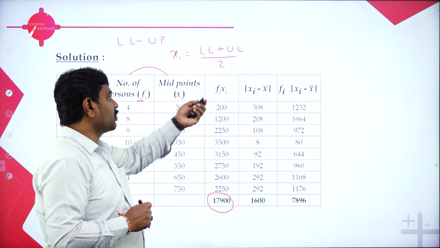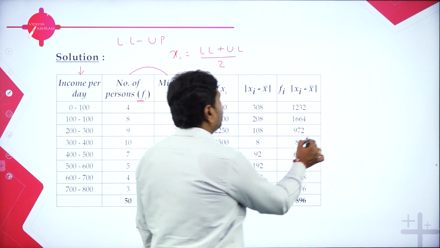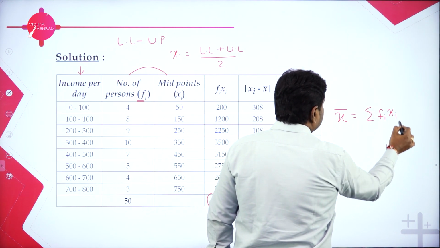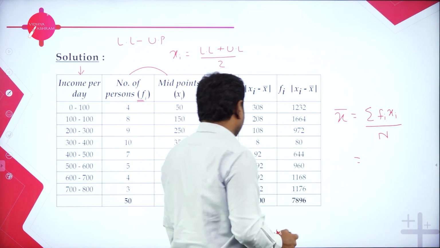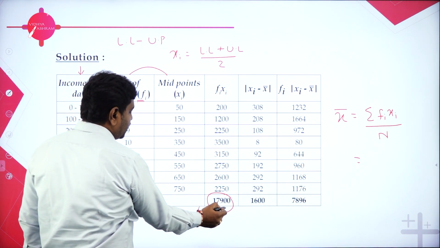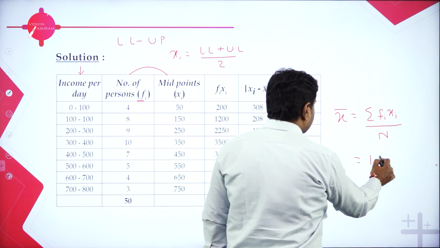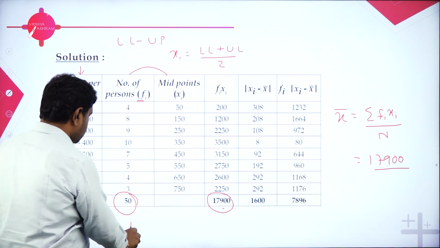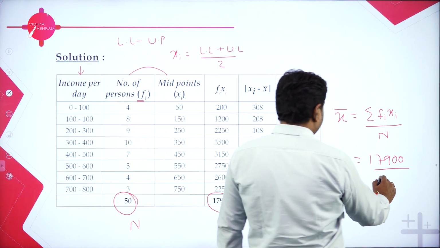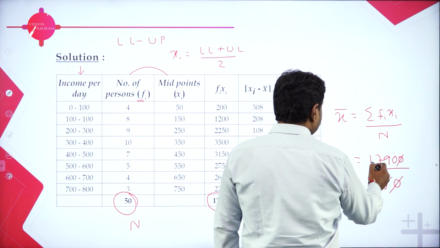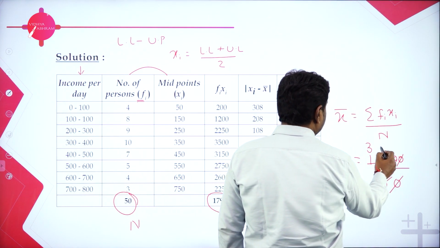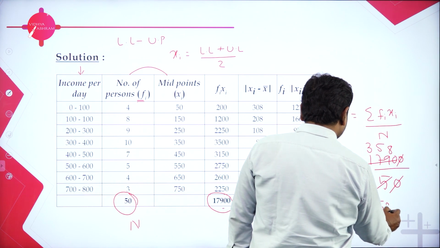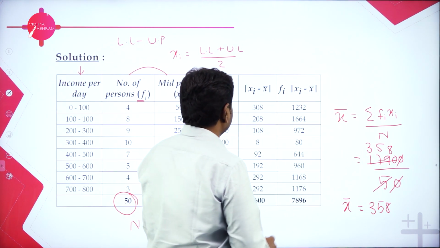So first we should find x bar. What is meant by x bar? Mean. So what is the mean of grouped data? We have a formula. Mean x bar is equal to sigma fi xi by n. Sigma fi xi means add this fi xi. If I add this fi xi, I'll get 17,900, and divide by n. N means sum of the frequencies. This is 50. Simplify this, 0 cancels. Now 5 3s are 15, 29, 5 5s are 25, 40, 5 8s are 40. So 358 is the mean.